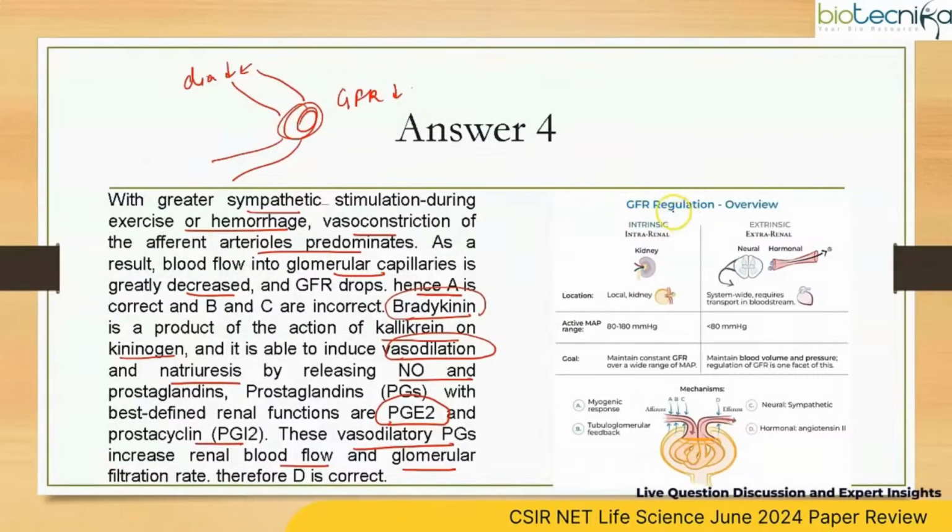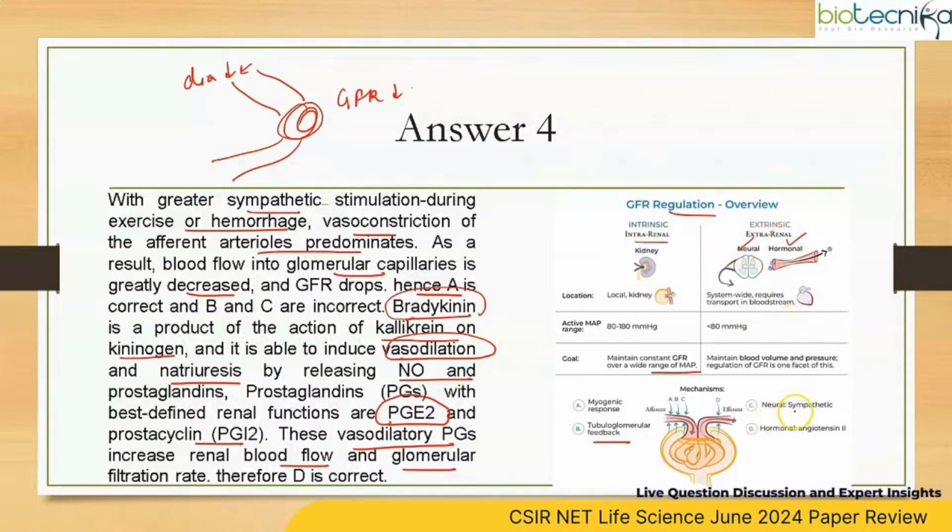If you see this figure, this is how the GFR is being regulated. We have two ways: intrarenal, the intrinsic activity, and extrinsic. Intrinsic means the kidney itself, renal autoregulation that we have studied, which maintains constant GFR over a wide range. It plays a role through the myogenic response and tubuloglomerular feedback, while extrinsic mechanisms involve the nervous system and the hormones.